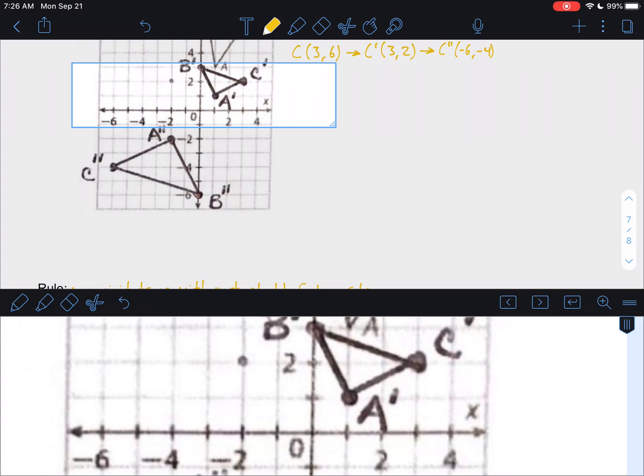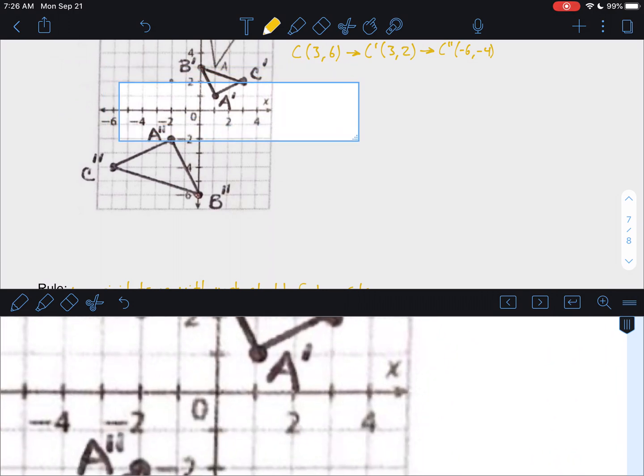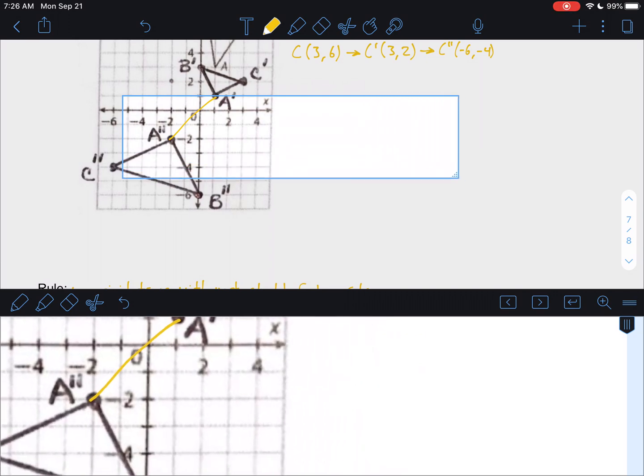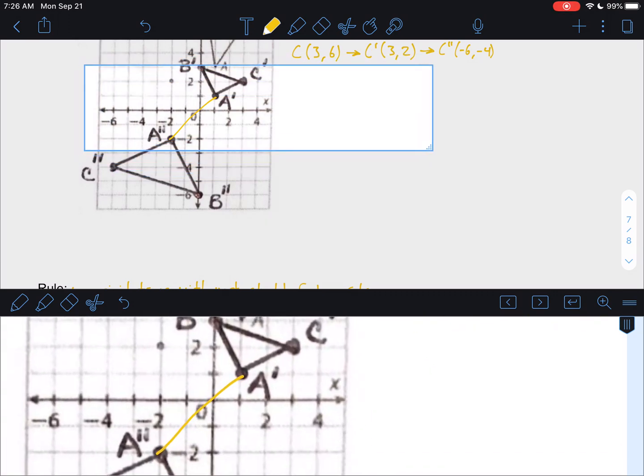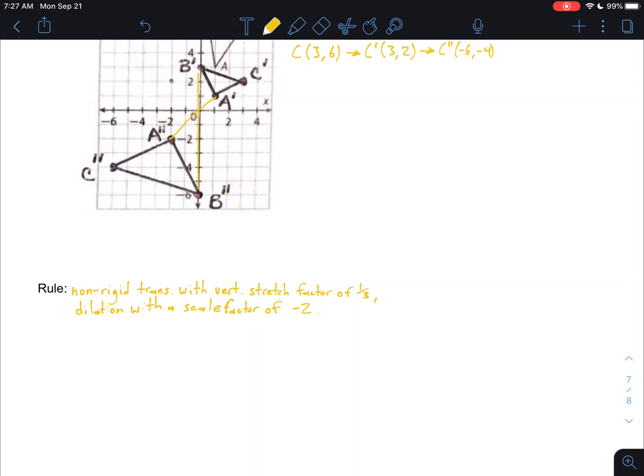And what happened here is when we multiply by negative 2, well, the closer to 0 you get, the closer to the origin it gets. But then once you get into the negatives, it pops through the origin. So A went right through the origin, and then B went through the origin as well, and C went through the origin as well. So it shrunk real close to the origin, and then it popped through onto the other side, and now it's in the negatives, and it's getting bigger because it's negative 2. So that's what happens when you have a dilation with a negative scale factor.